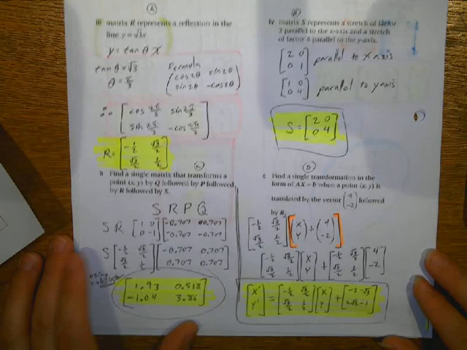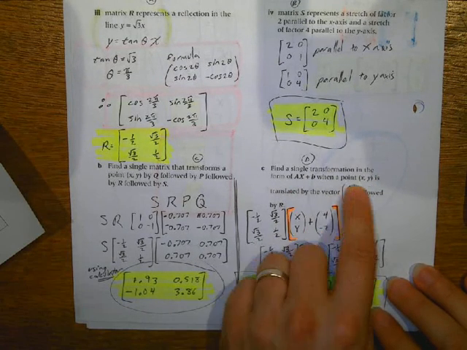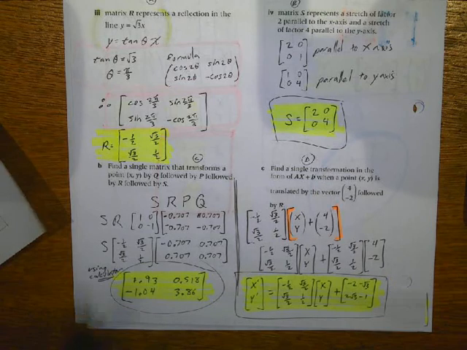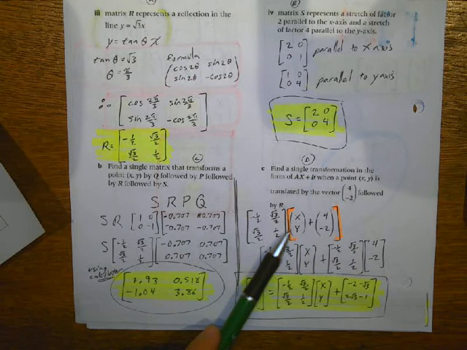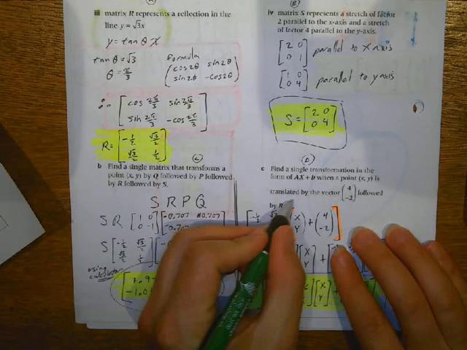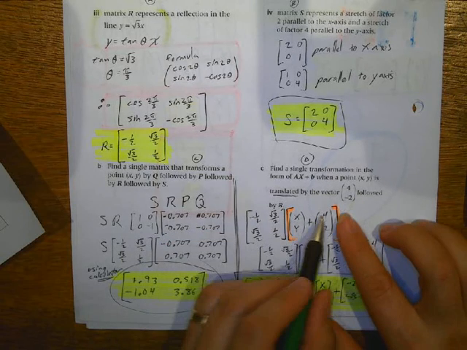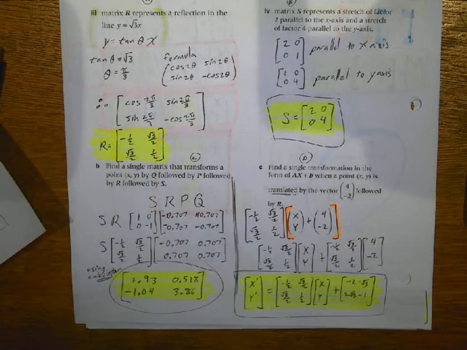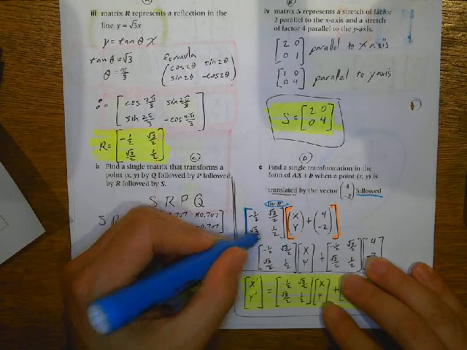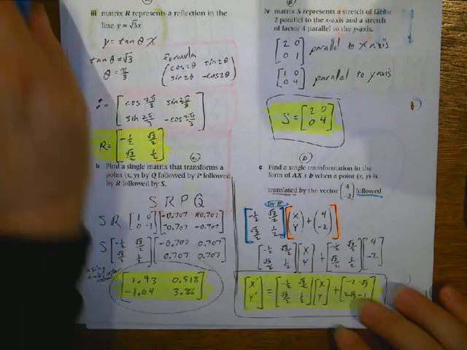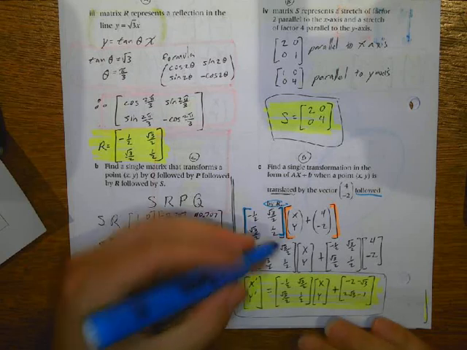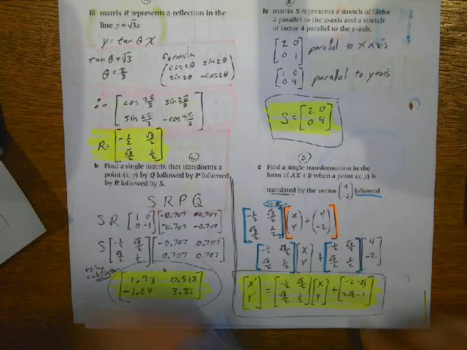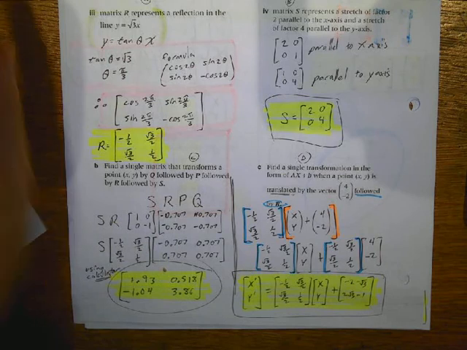Okay, and then find a single transformation in this form when this is translated by a vector 4, negative 2, followed by R. So we've got our transformation. So we've got this translation of 4, negative 2, and then followed by R. So this is going to happen next. Followed by R means this blue thing is going to happen second. So what's happening here is I need to multiply this blue matrix times xy plus this blue matrix times 4, negative 2. I hope that helps, and there you go.